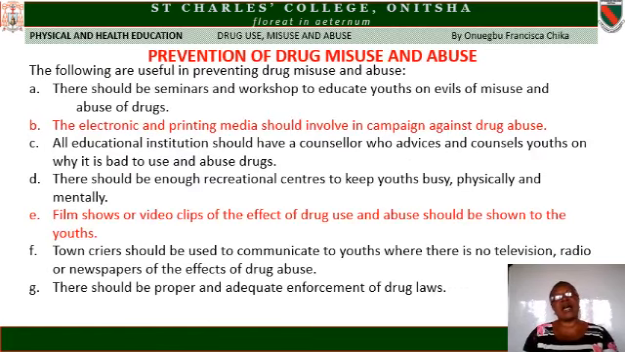Having seen all these things, how do we prevent this drug misuse and abuse? The following are useful in preventing drug misuse and abuse. 1. There should be seminars and workshops to educate youth on the evils of misuse and abuse of drugs. Some of our youth don't even know the implications of taking these drugs. And for them to create awareness or to know what is happening, seminars and workshops are very necessary to educate them on the evils of using those drugs.